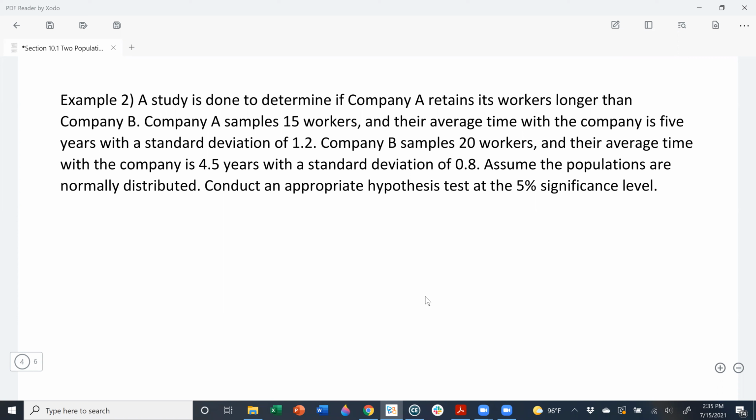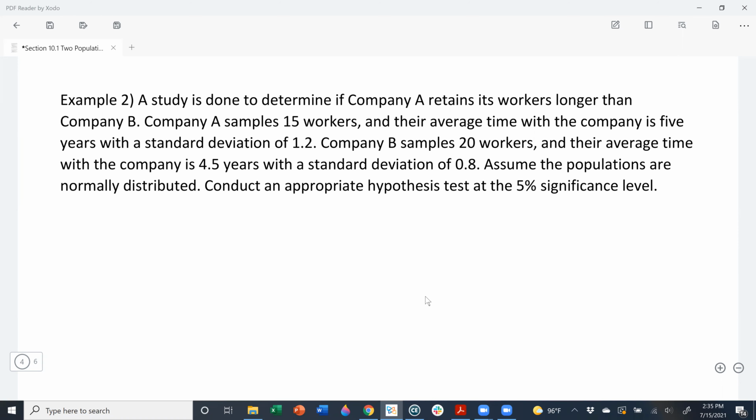Company A samples 15 workers and their average time with the company is 5 years with a standard deviation of 1.2. Notice that standard deviation is the sample standard deviation, not the population. Company B samples 20 workers and their average time with the company is 4.5 years with a standard deviation of 0.8. Assume the populations are normally distributed.